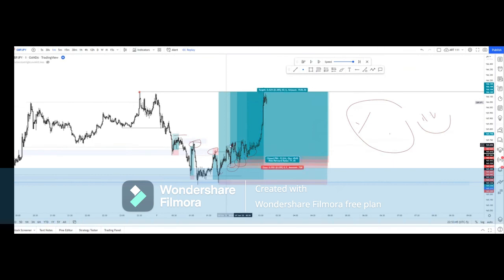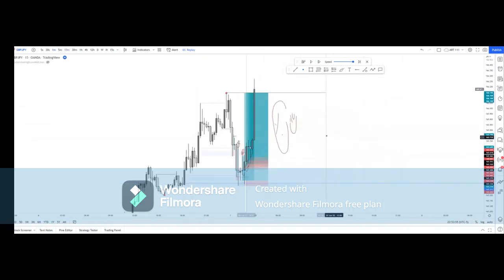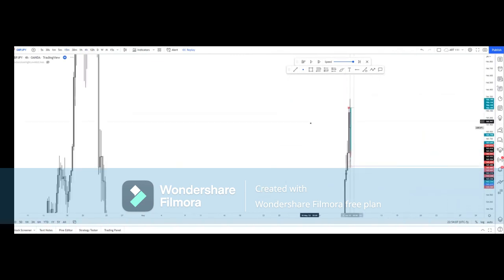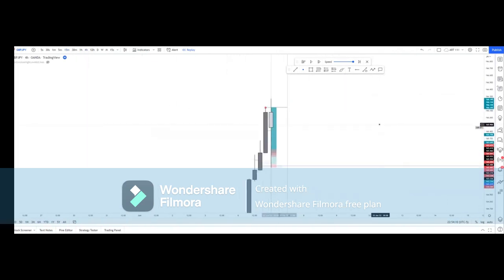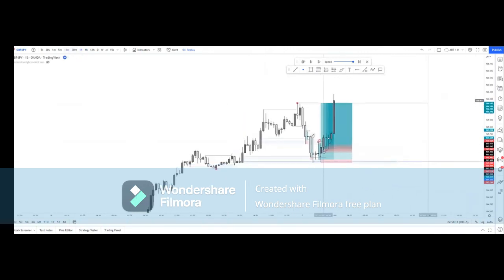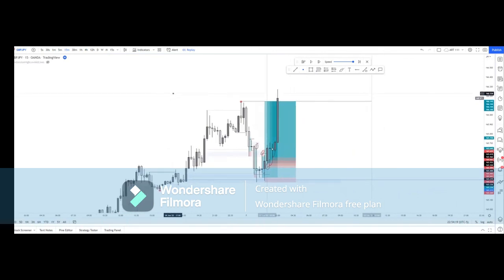And I believe this is still London. So we still have a long way to go. But that's the overall target of the 15-minute. And that's how it looks overall. So check, the 4-hour looks like this. 1 hour looks like this. 15 looks like this. So it's possible. This is what's possible.